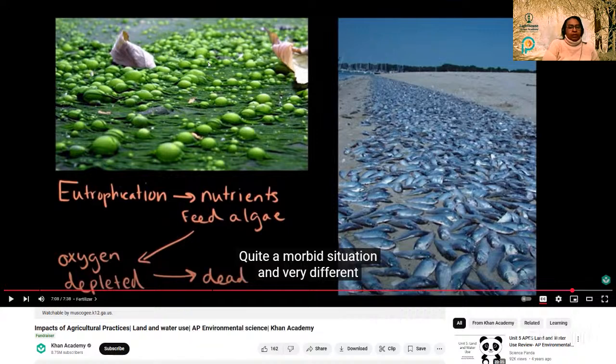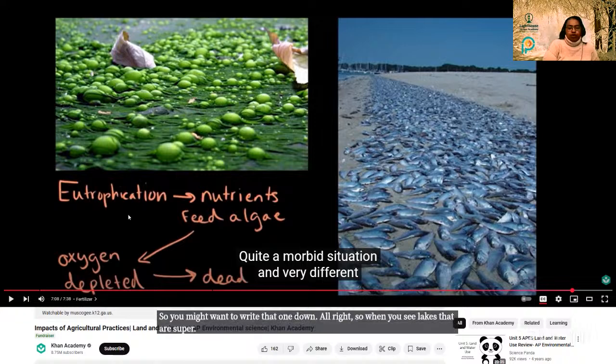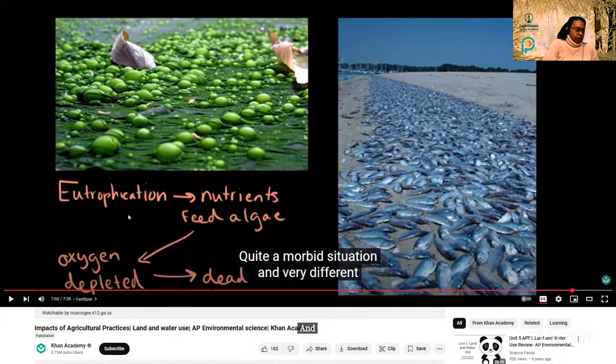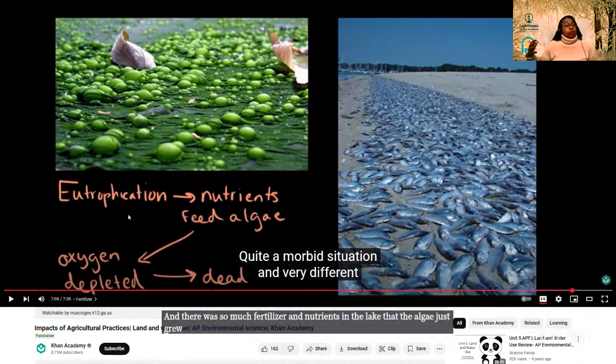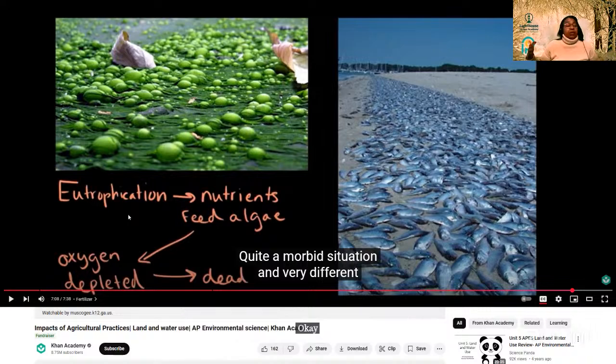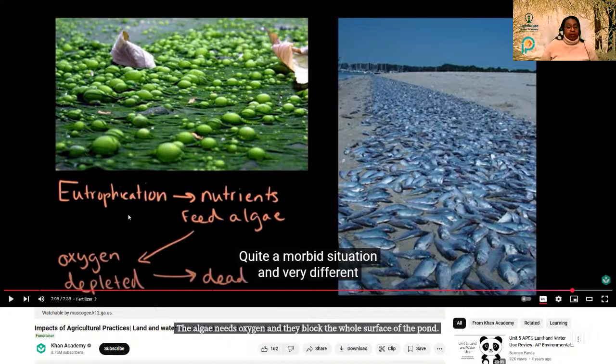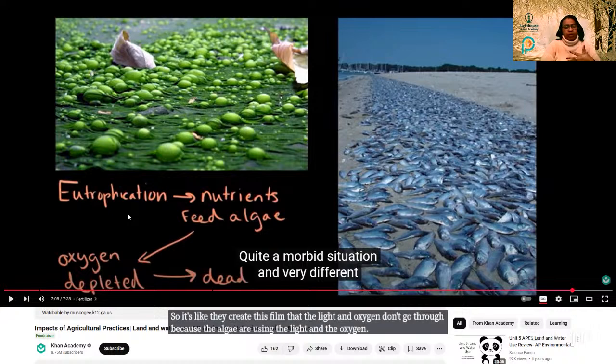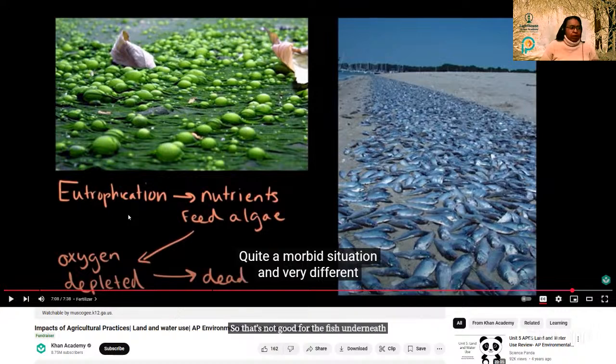All right, so when you see lakes that are super, super green like this, that's because it grew too much algae and there was so much fertilizer and nutrients in the lake that the algae just grew and grew and grew. Okay, that may seem like it's good because there are fish that feed on algae. However, the algae needs oxygen and they block the whole surface of the pond. So it's like they create this film that the light and oxygen don't go through because the algae are using the light and the oxygen. So that's not good for the fish underneath who are trying to get the light and the oxygen.